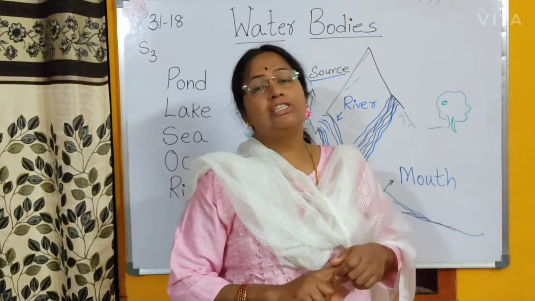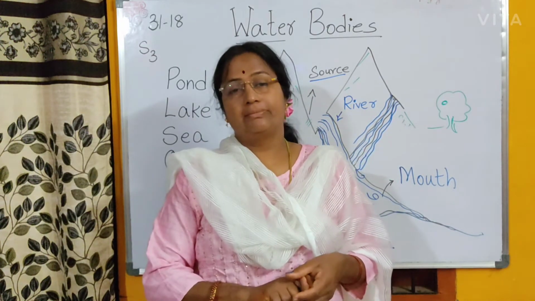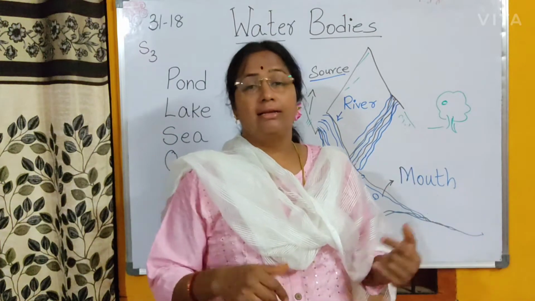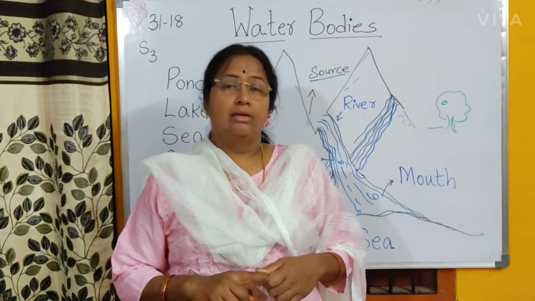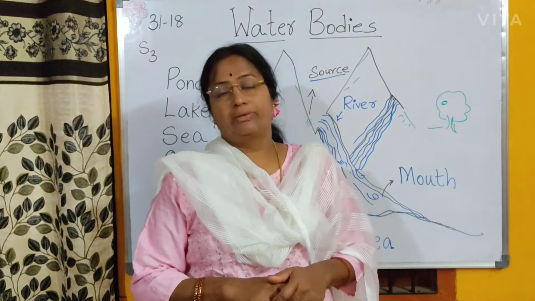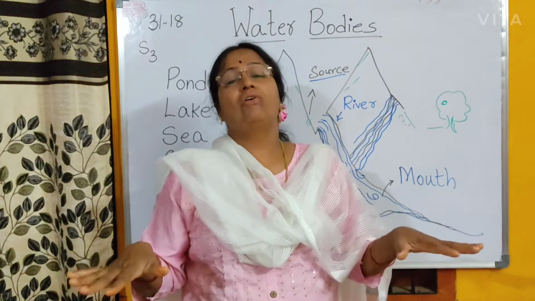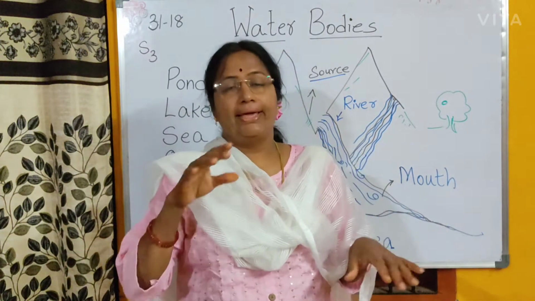Pond is the smallest water body and is surrounded by land on all sides. Lake is a bigger water body when compared to a pond. Lake may contain salt water or fresh water. Lake is a still water body. Still water body means it doesn't look moving, okay?